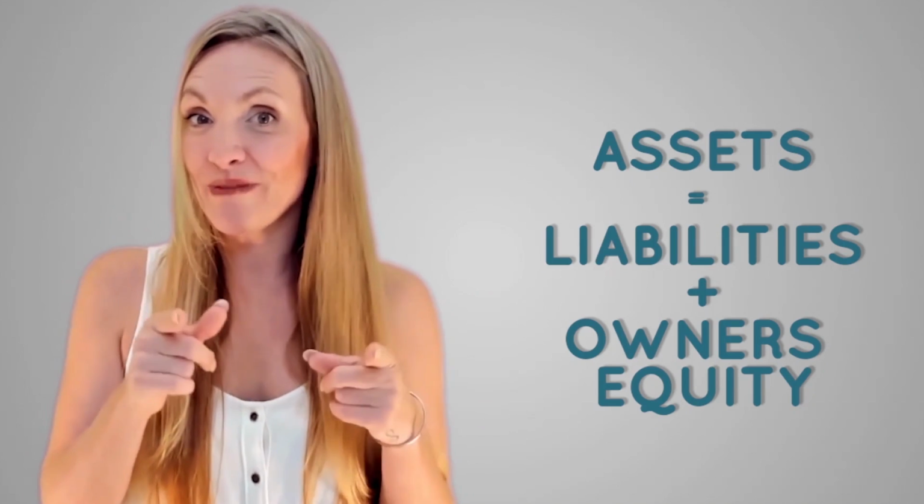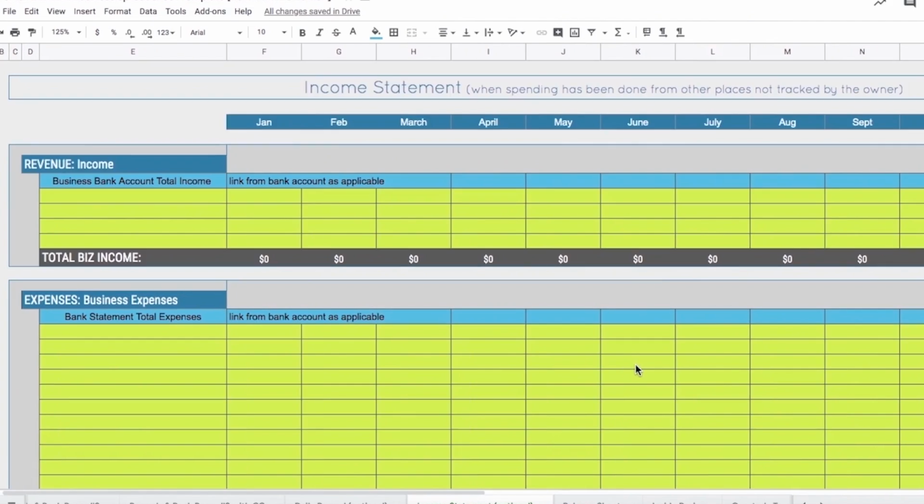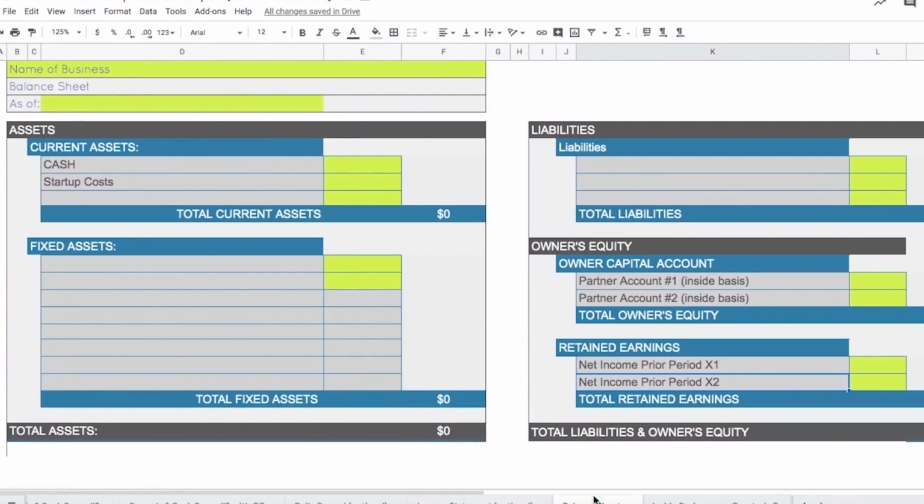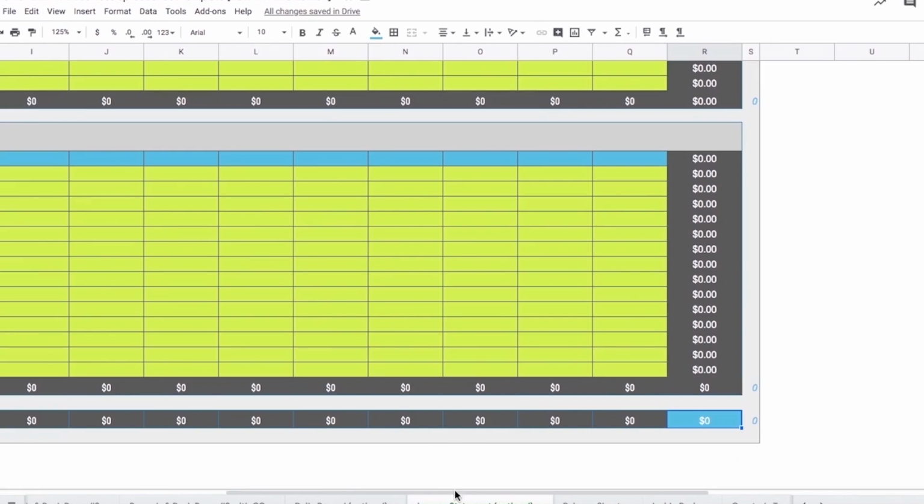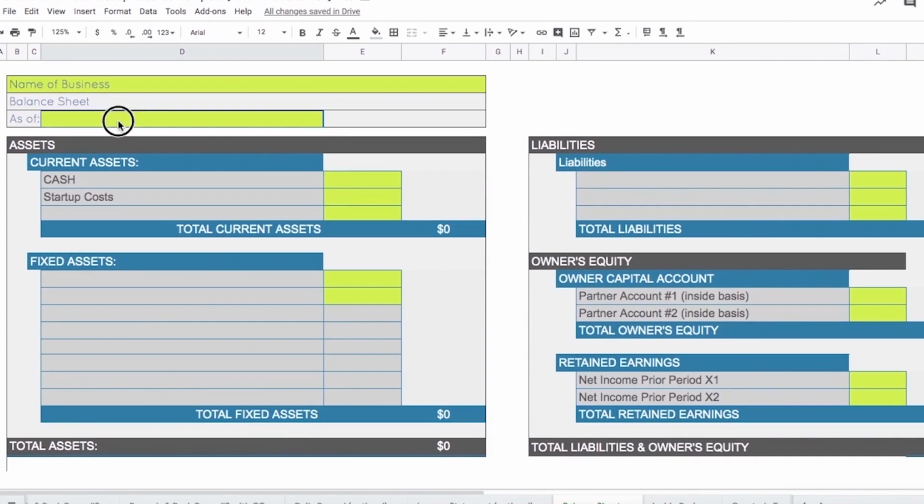So let's zoom into that section. Here we have the owner's equity section, and we can see that there's owner capital. And then we have retained earnings, and this is the net income from each period, which is coming from our income statement. Total revenue minus total business expenses gives us net income. So the income statement is based on a period of time, right? Whereas the balance sheet is based on one day. As of today, this is the value of the business.